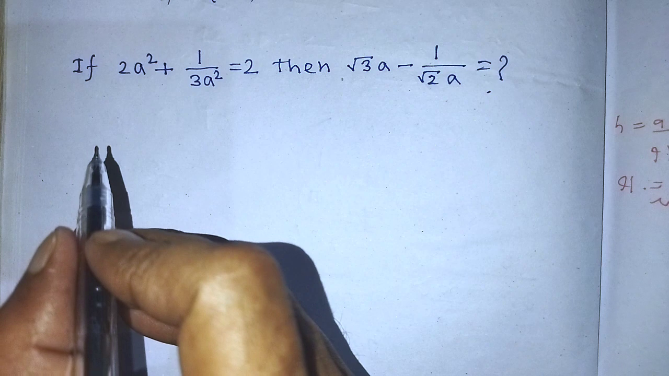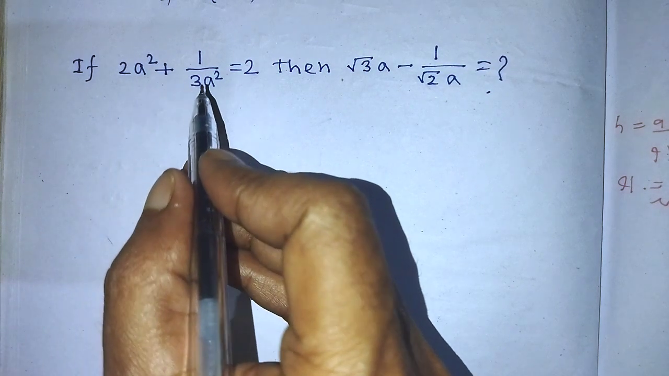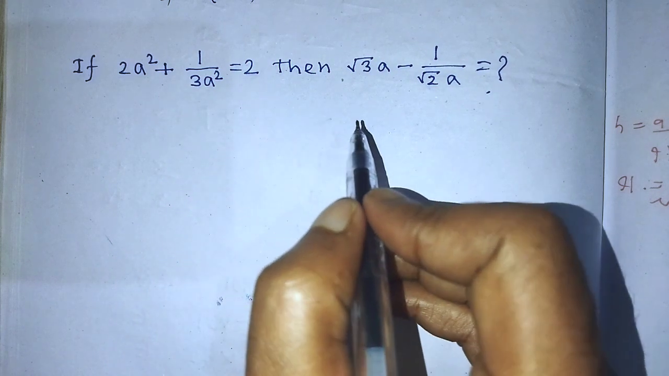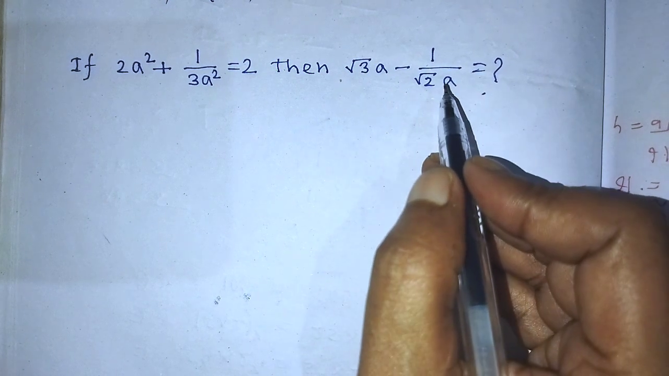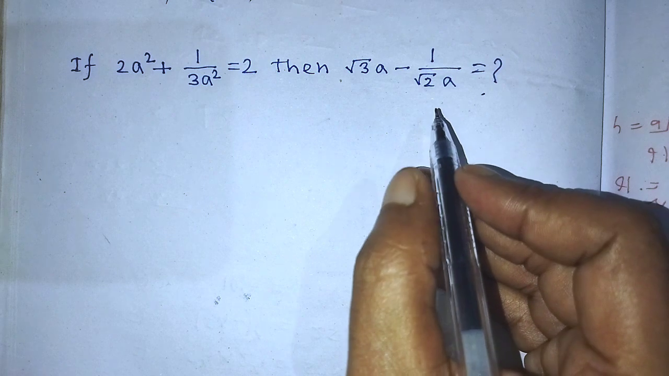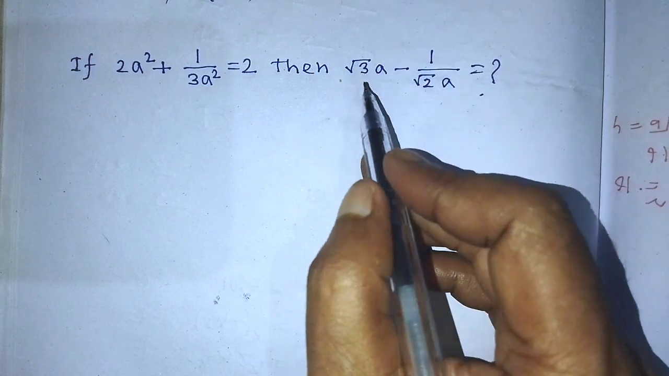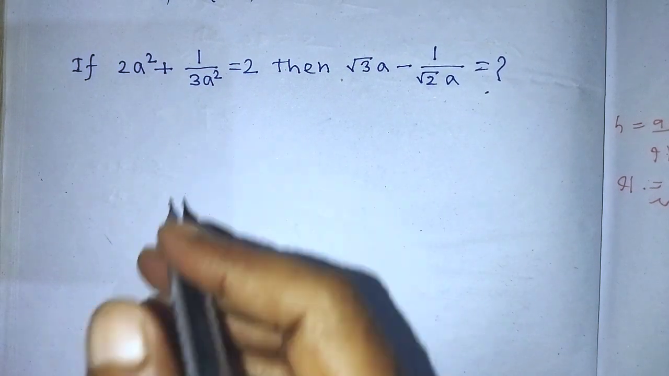So student, today our question is: if 2a² + 1/(3a²) is equal to 2, then find the value of √3a − 1/(√2a). In this video I will tell you how to find the value of this algebraic expression from the given equation.